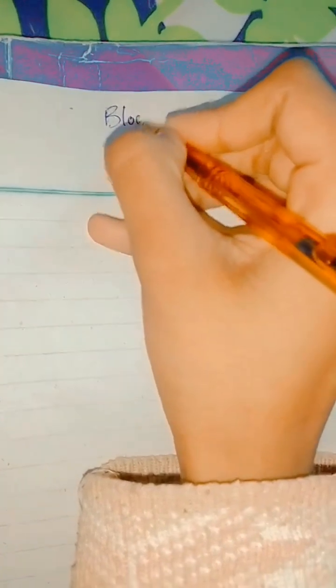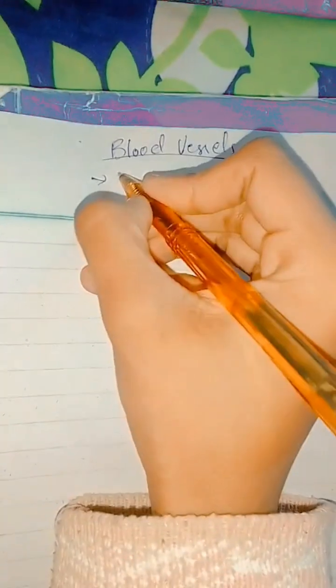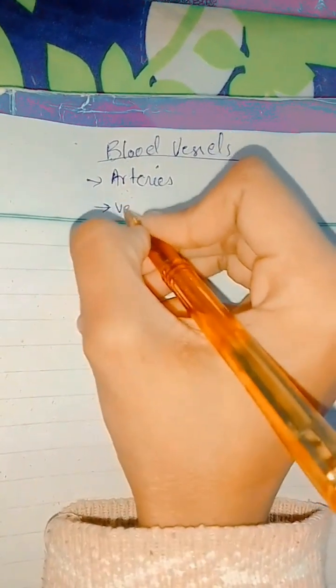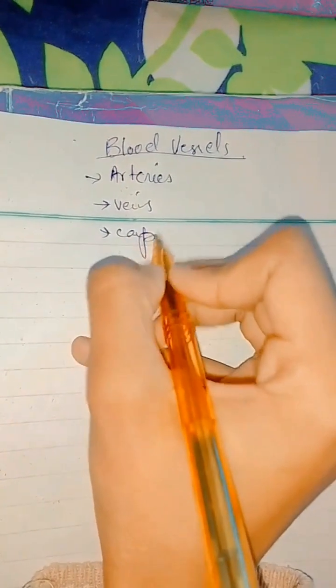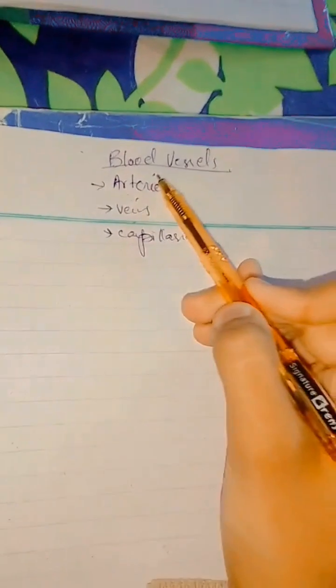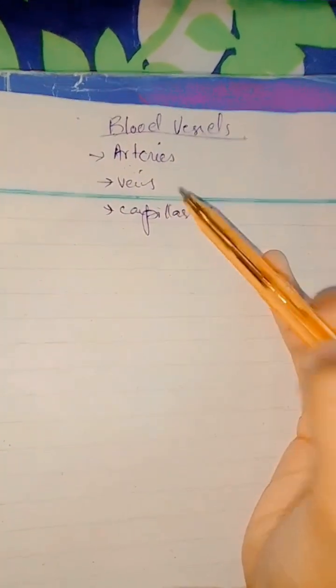So we are going to start a topic that is blood vessels. Basically, there are three types of blood vessels: arteries, veins, and third one is capillaries, or simply capillaries. So basically there are three types of blood vessels: arteries, veins, and capillaries.